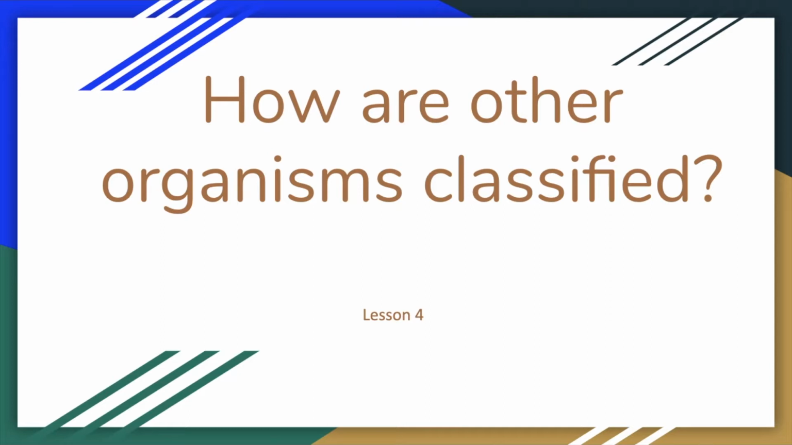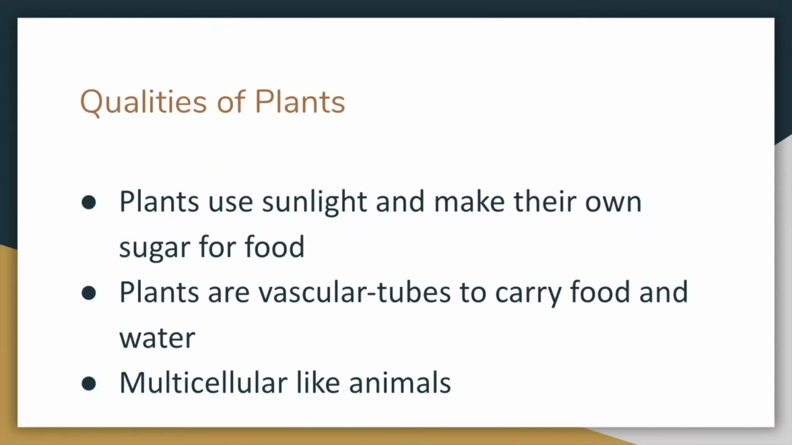They use sunlight, water, and carbon dioxide to make their own sugar for food. They may have other distinctive features such as stems, roots, and leaves. Many are vascular. This means the plant has special tubes for carrying food and water to all its parts. Organisms in the plant kingdom are multicellular, just like animals, which means they're made up of more than one cell. 4 common plant phyla are shown on these pages, which is what we're going to read through.